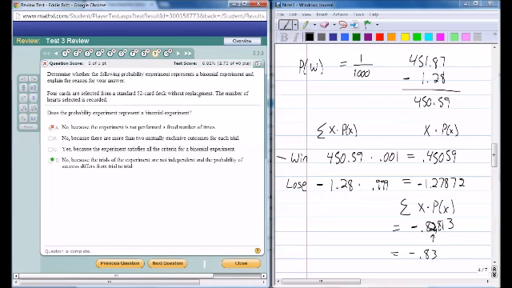Well, since it's without replacement, the probability of getting a heart or not getting a heart is going to change each time because you're going to have one less card. So it does not meet the requirements. It says no because the trials of the experiment are not independent and the probability of success differs from trial to trial. So without replacement is what really messes that one up. It changes the probability of each outcome.